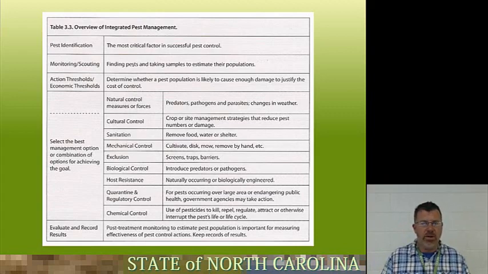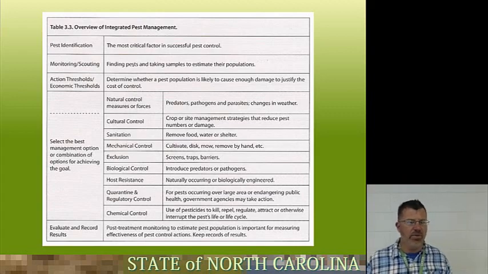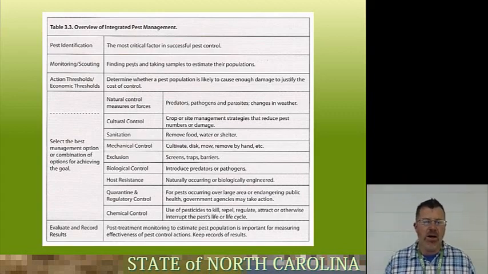Think of the example inside the home of your pet dog's food bowl. If you set it in a larger bowl filled with water and you create that moat, the invertebrates throughout the house don't have access to that food. You're eliminating it. Mechanical control: cultivate, disc, or mow, removing things by hand.